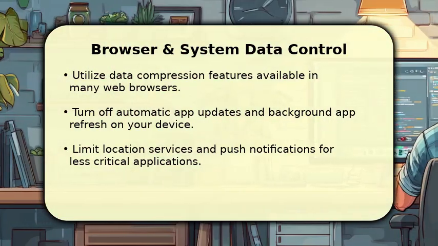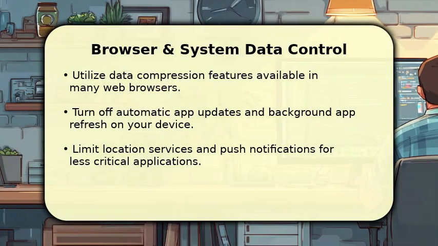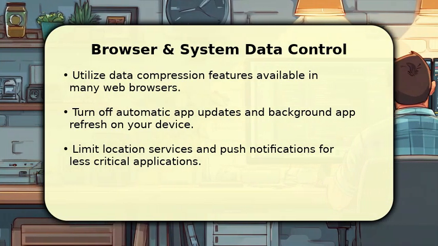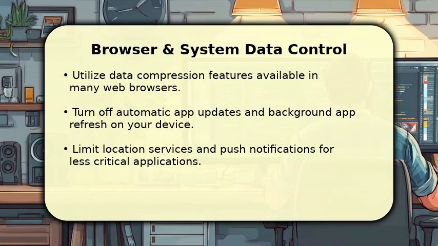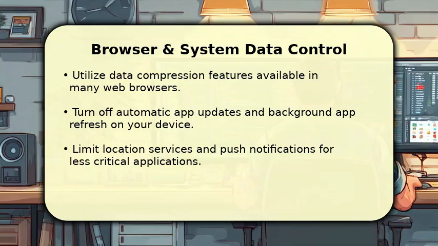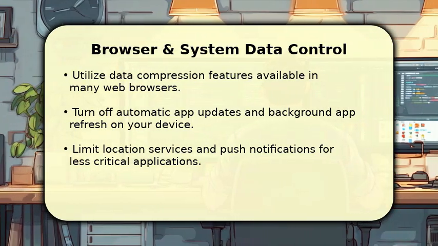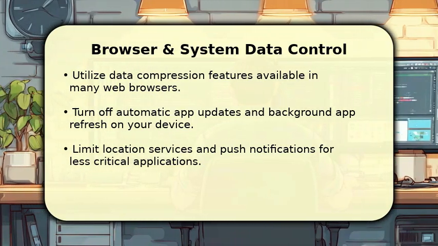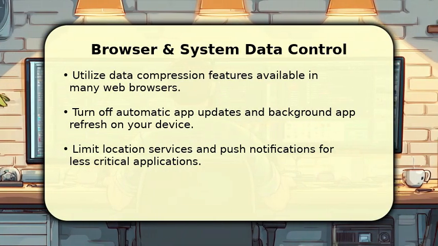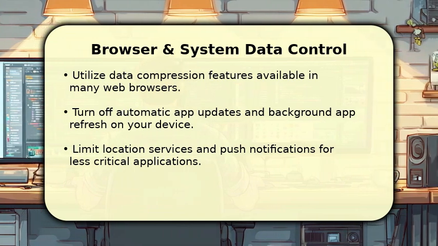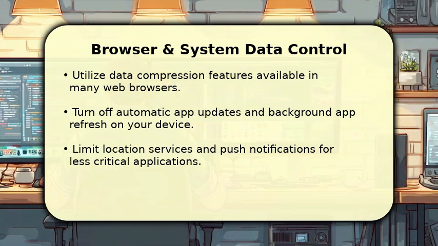Beyond individual apps, your web browser and device's operating system offer powerful data-saving tools. Many browsers have a data compression feature that can reduce the size of web pages before they reach your device, saving you valuable data. Also, disable automatic app updates and background app refresh in your device settings. These processes can silently consume significant data.